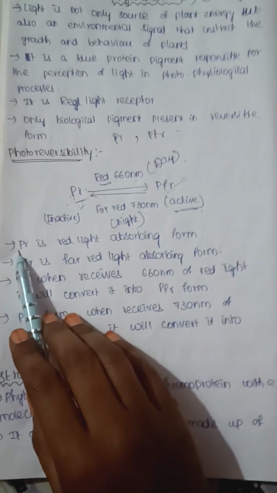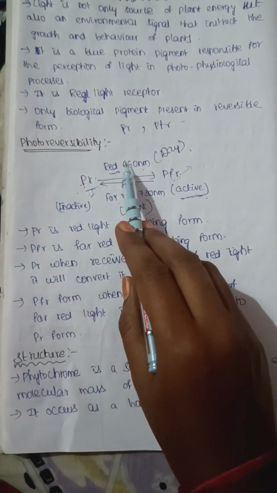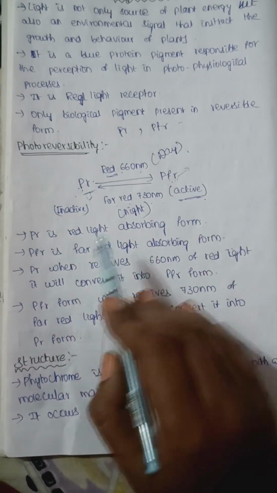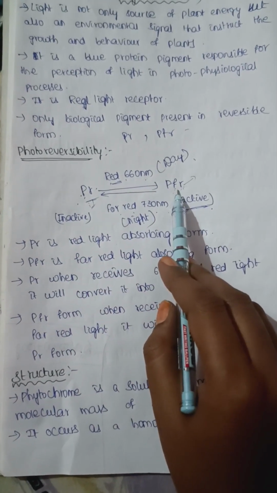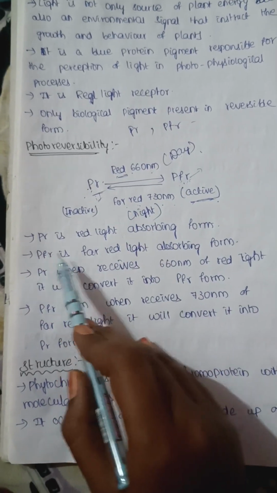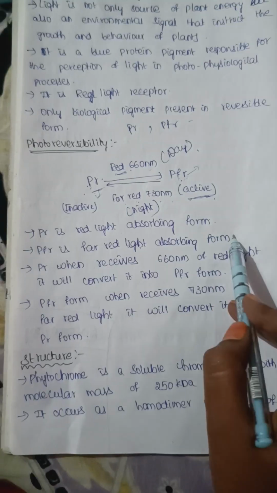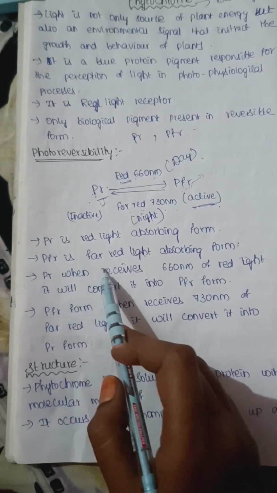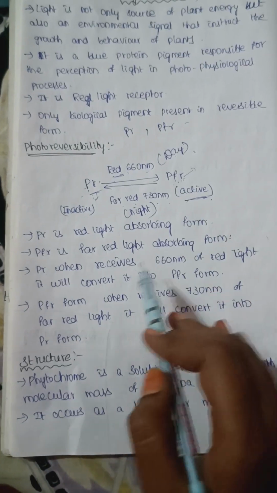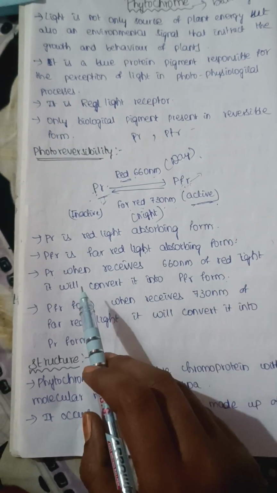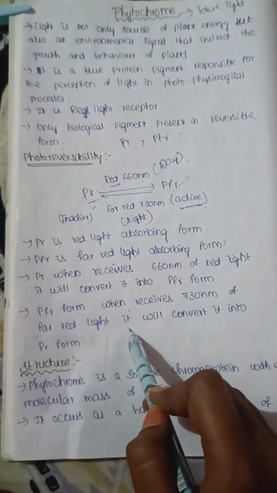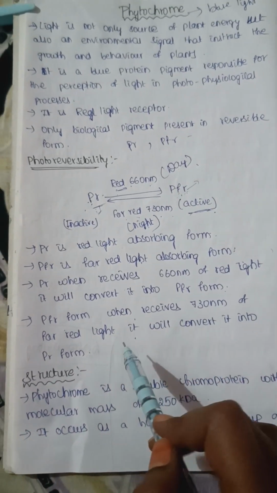So PR is the red light absorbing form, and PFR is the far red light absorbing form. When PR receives 630 nanometers of red light, it will convert into the PFR form. And when the PFR form receives 730 nanometers of far red light, it will convert into the PR form.